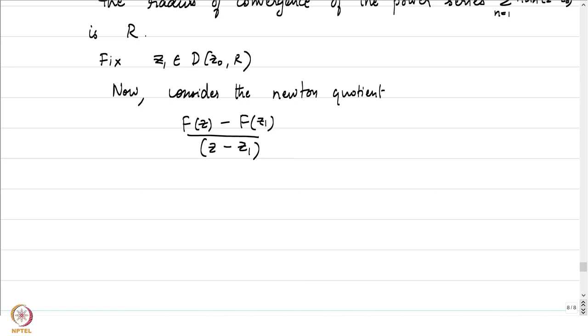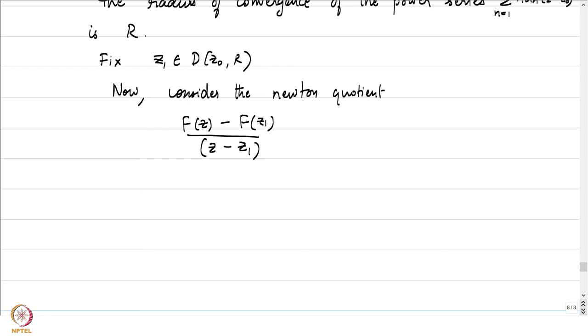Basically, f of z minus f of z1. Let's try to prove the derivative at a point z1 as being equal to the expression given by this power series. So, fix z1 in D(z0, r). This is the quotient we are interested in, and we will take a limit as z goes to z1 in D(z0, r) minus z1.